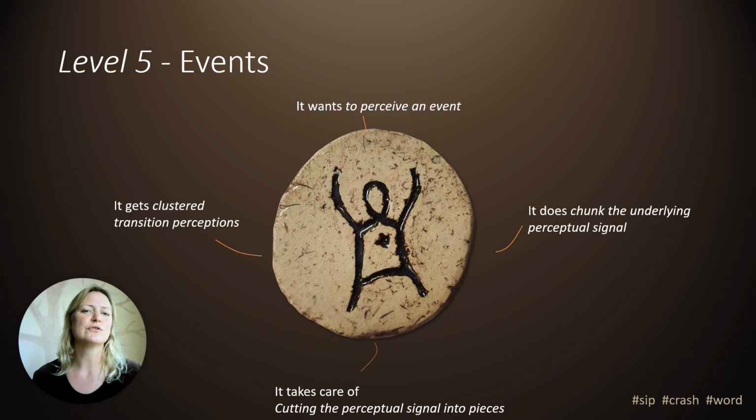Level 5 controls a coherent pattern of short-term perceptions of underlying levels. So what it gets are clustered transition perceptions, which are made into an event by chunking the continuous signal. And this feels like something is happening. For example, a sip, a crash, a word. So not every signal is made into an event. Many perceptions remain continuous throughout the hierarchy.